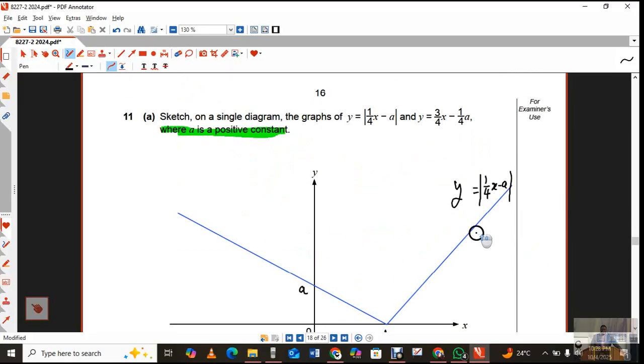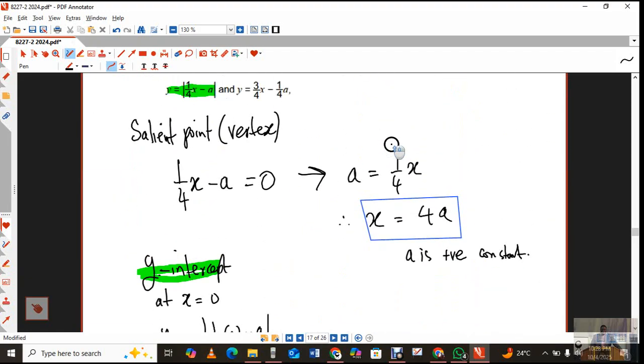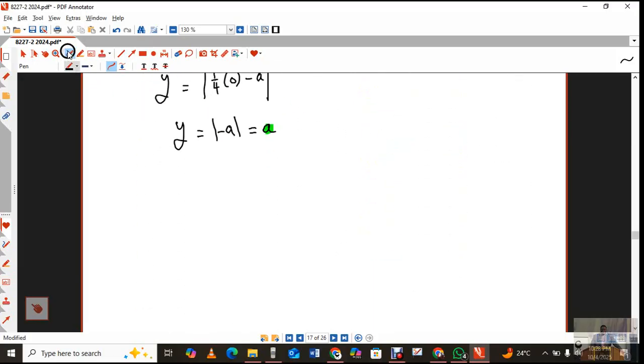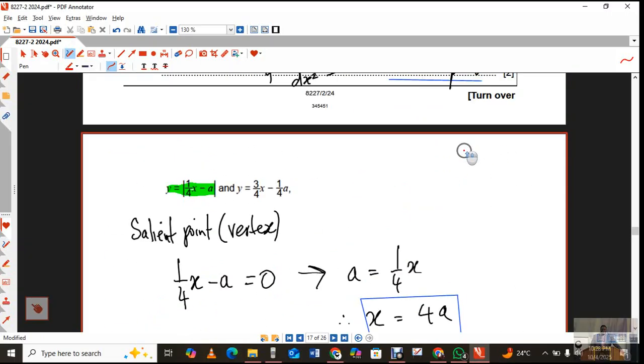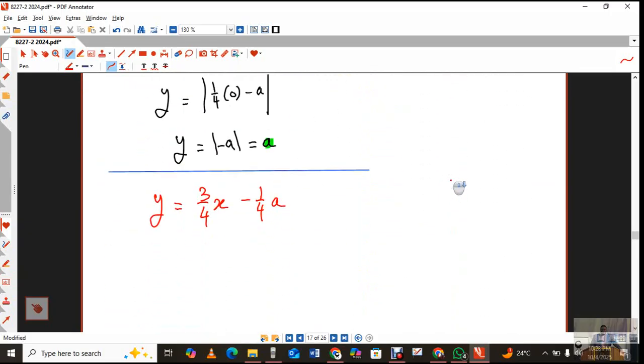Okay. Now I want the straight graph, the straight line. I'm going to start with it over here. The y equals 3 over 4x minus, so let's take that one. Let's consider y equals 3 over 4x minus 1 over 4a, I believe. Where is it? There's that one.